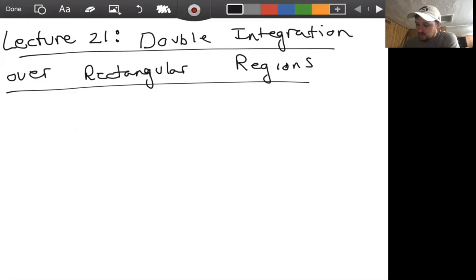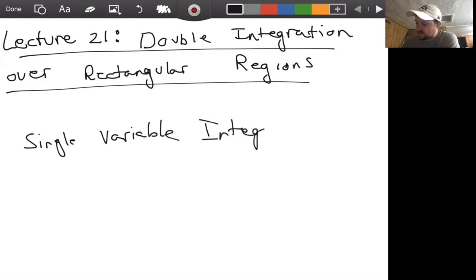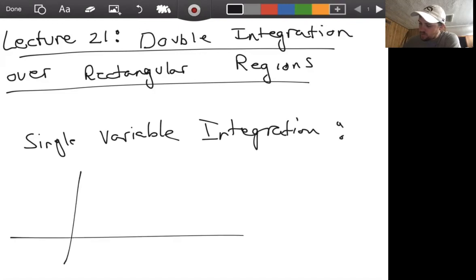And so let's recall how we defined integration in the single variable case. Single variable integration, right? We don't have to be super rigorous right now. This is just so we remember what technique we use to define integration.